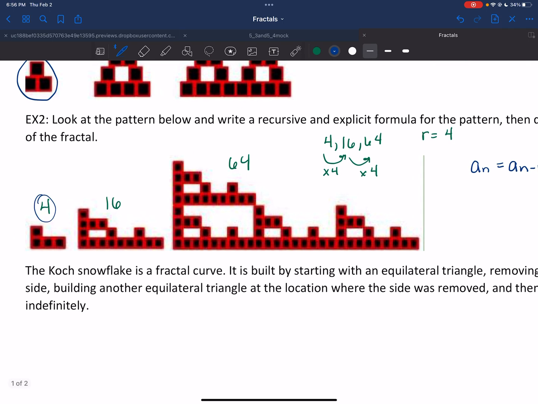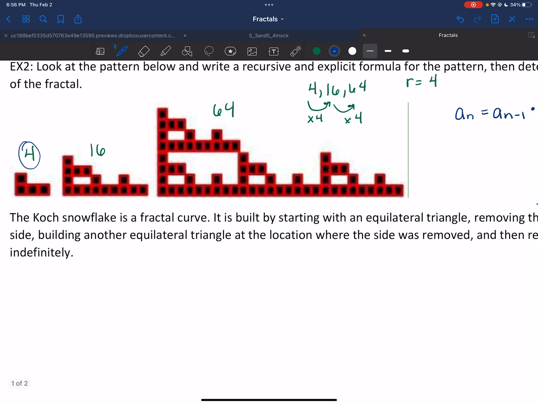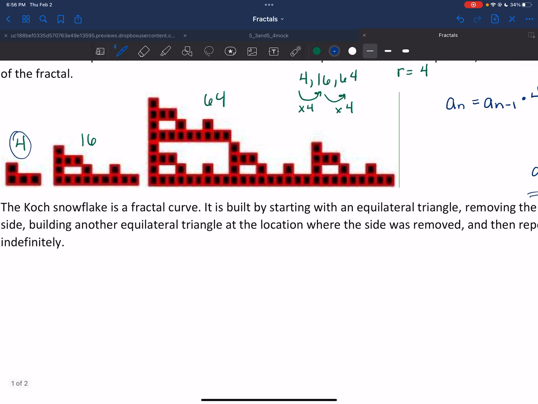Okay, so the Koch snowflake is a fractal curve. It's built by starting with a triangle. You put another triangle on top of it. You remove the inside lines. So I'm going to show you how we're going to draw this. I am at a slight advantage because I am on an iPad so that I can get perfect triangles. If I start with a triangle upside down, then I'm going to draw another triangle on top of this one.